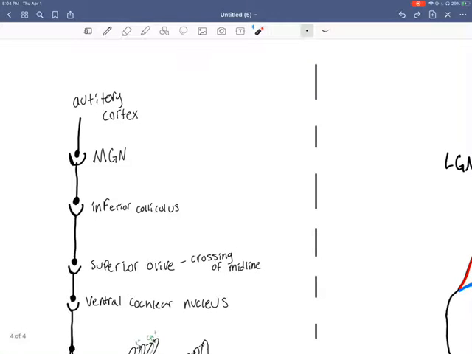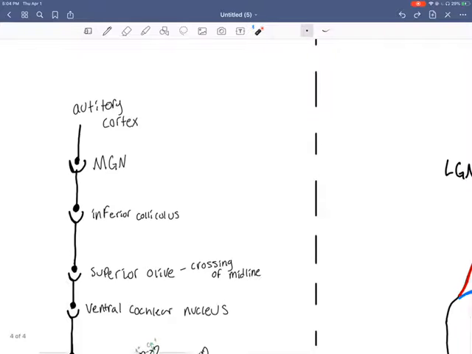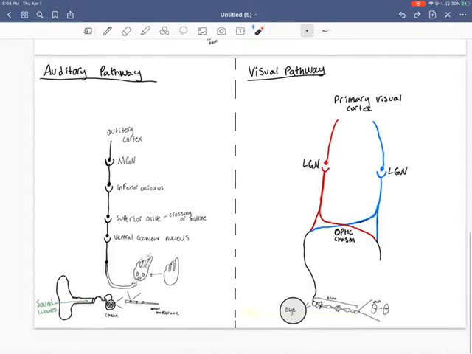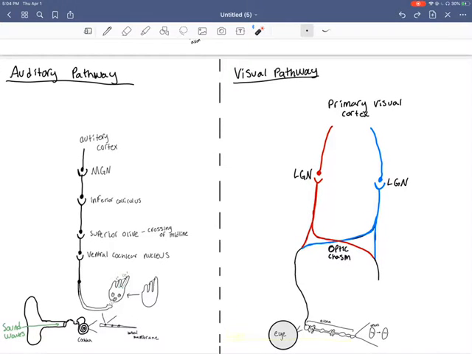And then from there, the next synapse is the inferior colliculus, and then after that, the next synapse is the medial geniculate nucleus, which is in the thalamus, and then it goes to the auditory cortex where the information is processed. So those are the auditory and visual pathways.